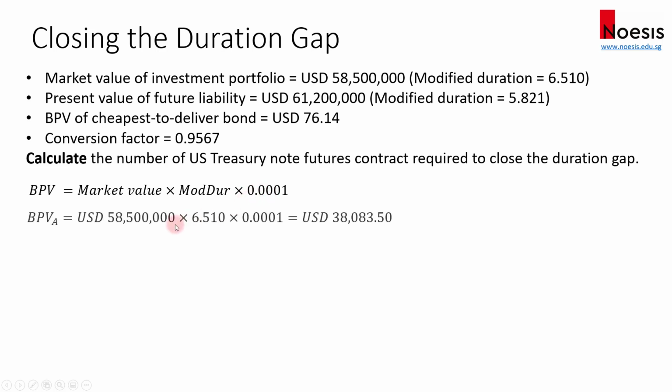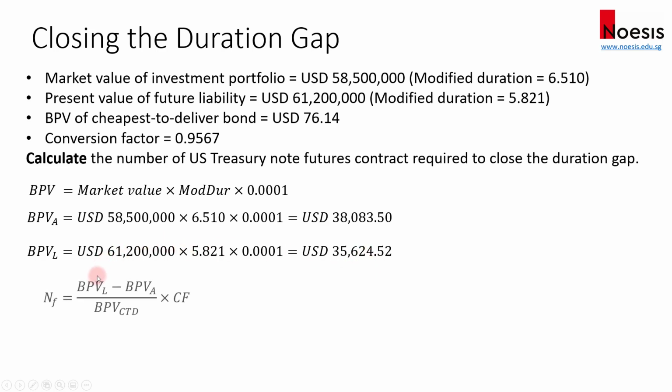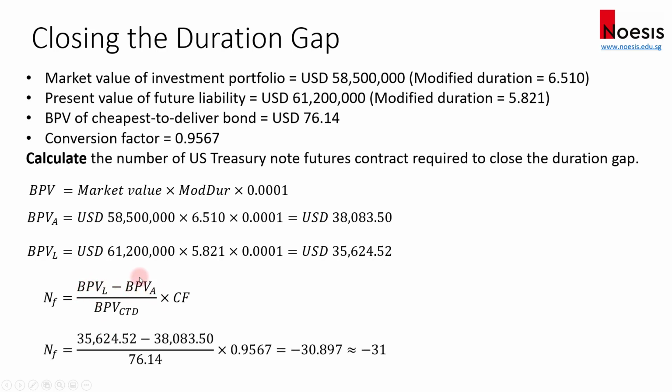For the investment portfolio, the BPV will be 38,000, and for the liability, the BPV will be about 35.6 thousand. Then you will calculate the number of futures contracts using this formula. We'll start by taking the liability BPV minus the asset BPV, then divide by the BPV of the cheapest to deliver bond multiplied by the conversion factor.